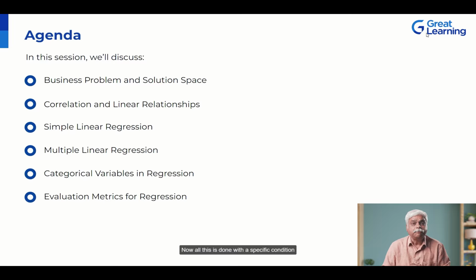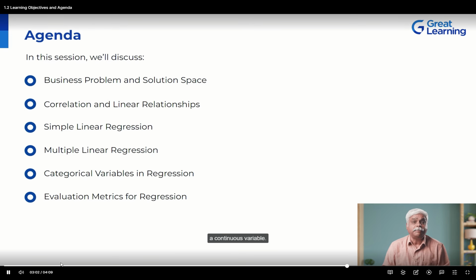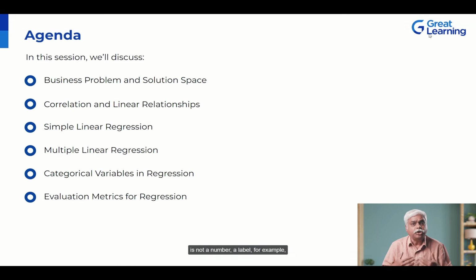Now, all this is done with a specific condition on what I am calling the output. And that is that the output is a number. It is not a label. It is a continuous variable. I'm also saying that the input is a number, a continuous variable. But what happens if the input is not a number, a label? For example, a region: north, south, east, and west. How do we deal with that? That is a study of categorical variables in regression.